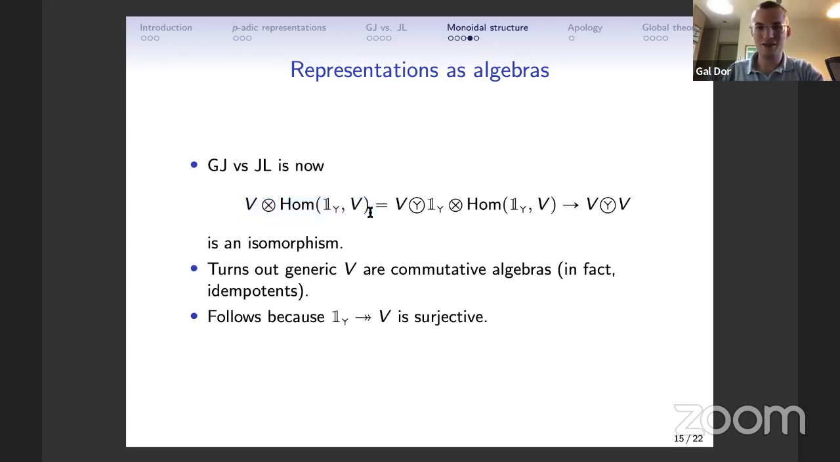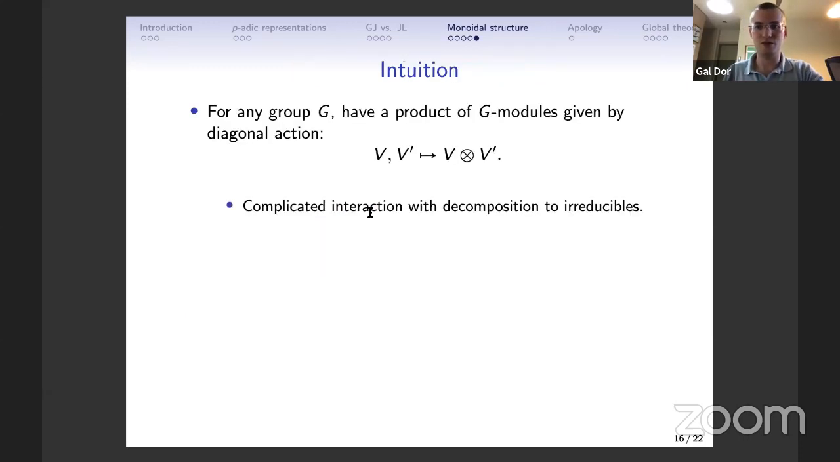Okay, so let me maybe say something that will give more intuition for what is going on here. If I have a group G, for just any group, forget about GL2F for the moment, any non-commutative group, maybe finite, maybe not, then there's a product of G modules given by the diagonal action. That is, if I have two G modules V and V prime, I can tensor them just as vector spaces, and G acts diagonally on this tensor.